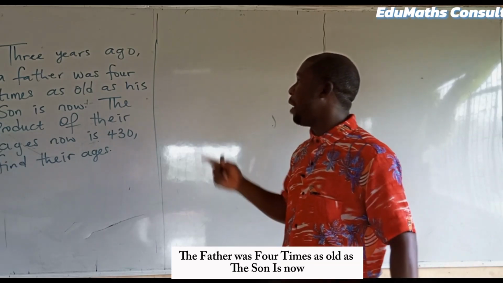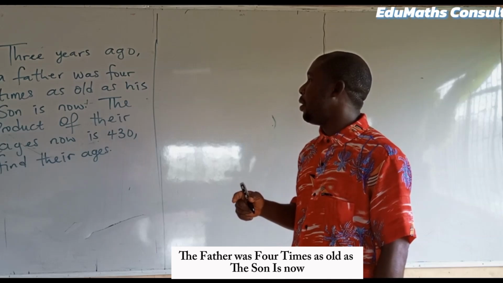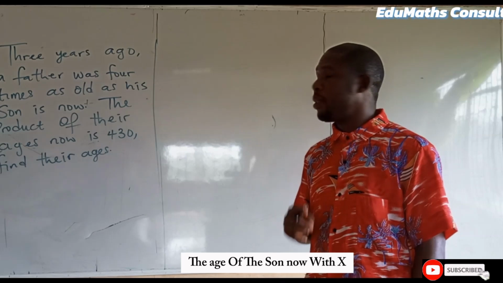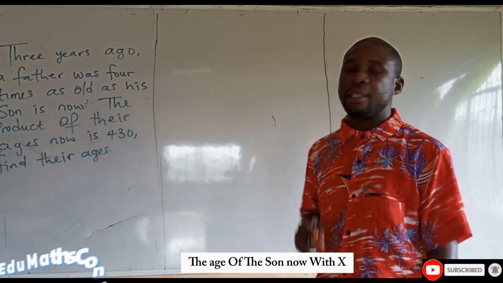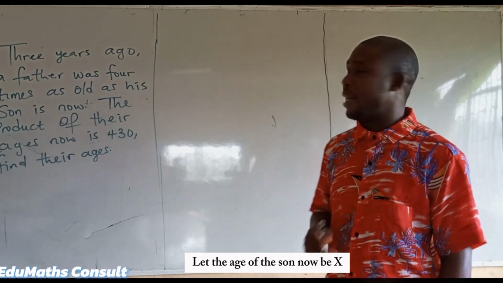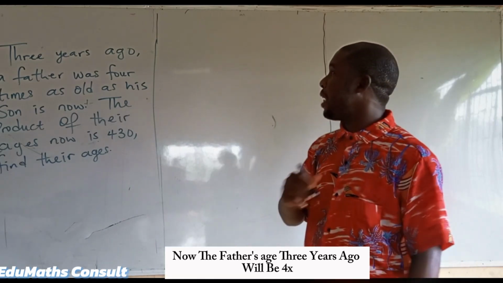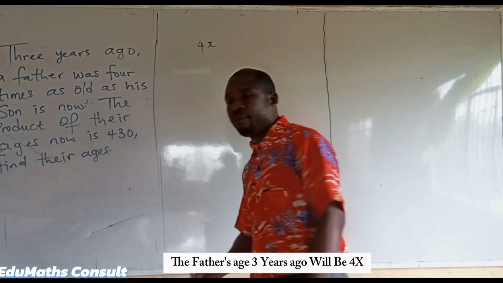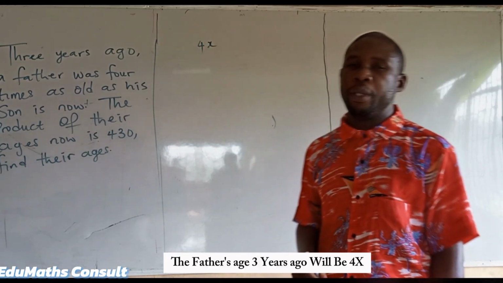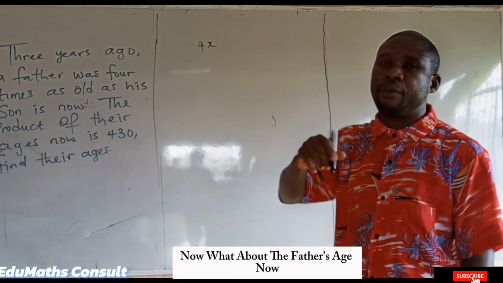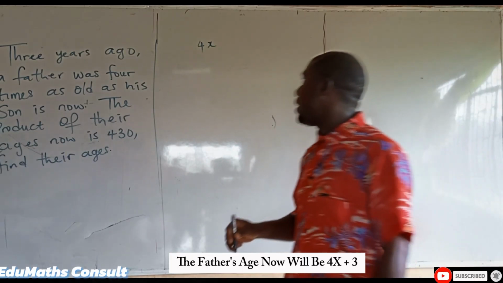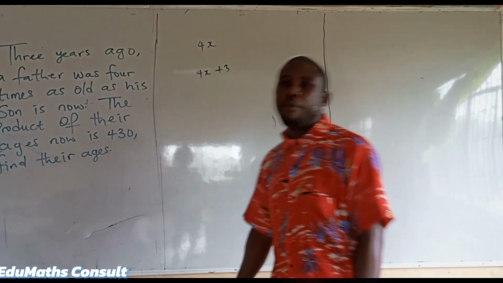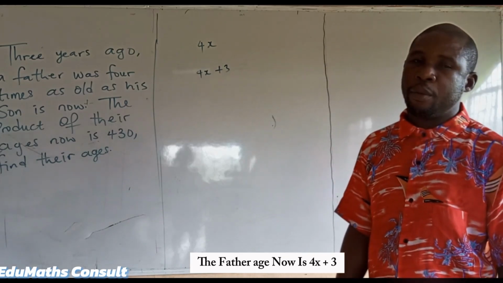3 years ago, the father was 4 times as old as the son is now. The first step is to represent the age of the son now with x. Let the age of the son now be x. Now, the father's age 3 years ago will be 4x. Now, what about the father's age now? The father's age now will be 4x plus 3.